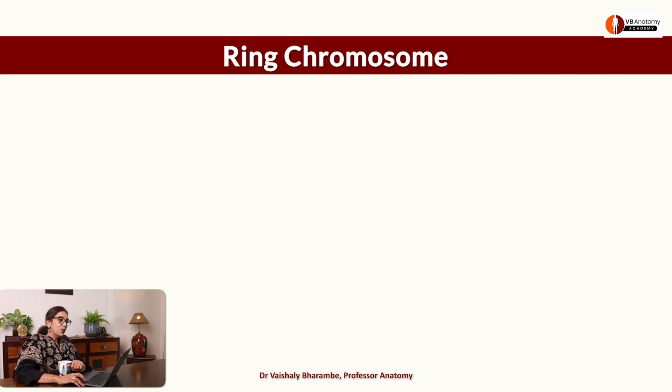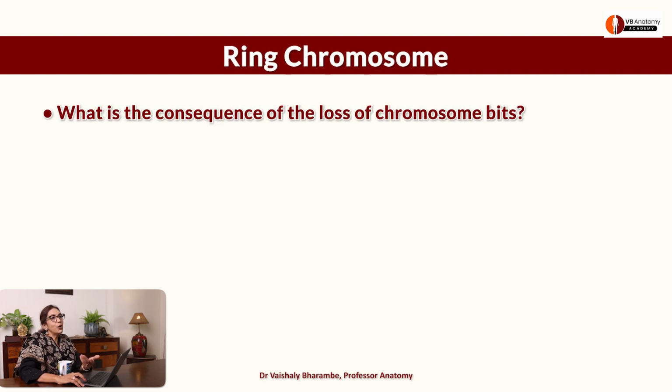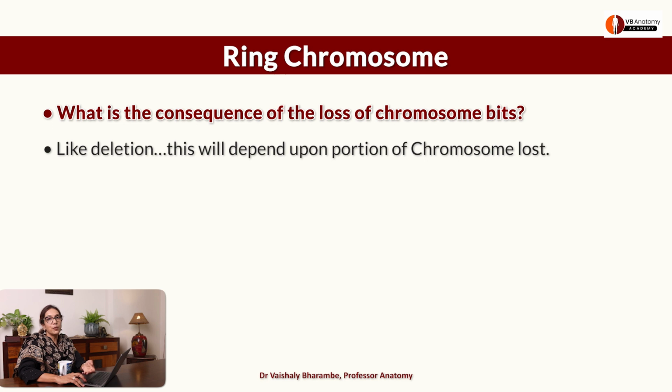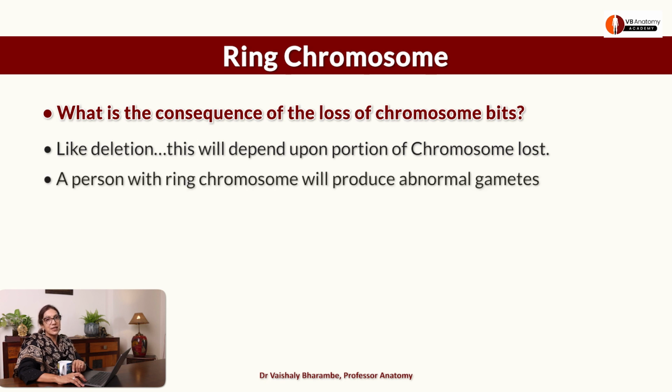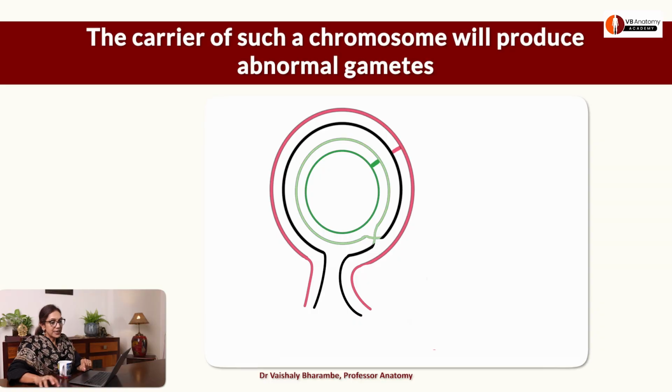Okay. So what is the consequence of the loss? I always tell you, the consequence will depend upon what is lost. But ring chromosome is always associated with mental retardation, remember that. But another problem is associated with it, that is abnormal gametes. Let's take a look at how that happens. Now, I want you to pay attention, this is not easy. Okay? In the center here, you can see that there is a ring chromosome. In the periphery here, you are seeing a normal chromosome.